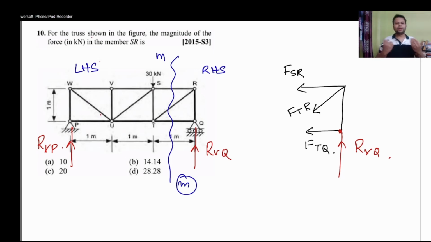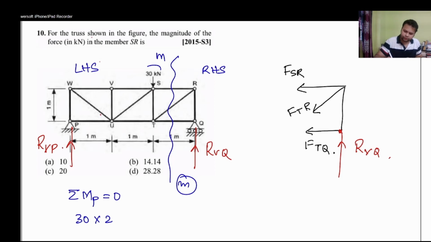Then I'll apply generally the moment equations. So for the truss to be in equilibrium, the summation of moments about any point should be 0. So let me say the summation of moment about point P is equal to 0. So if I write down the equation, it becomes 30 into 2.